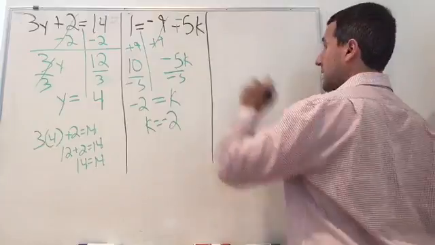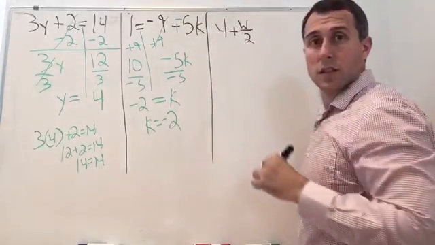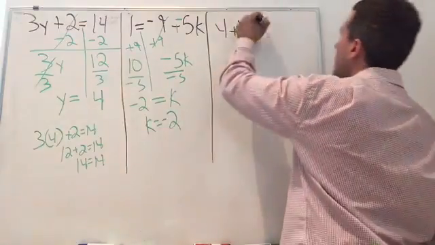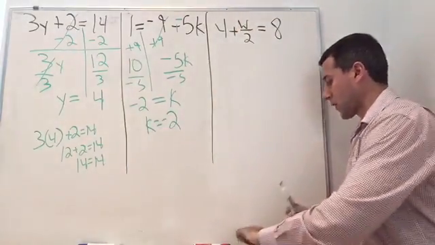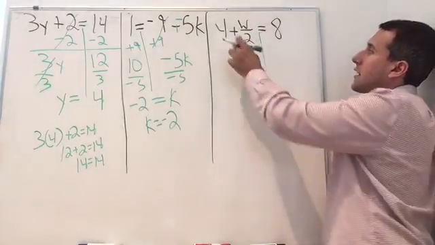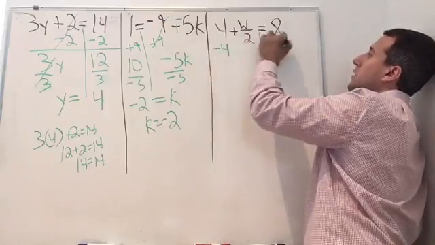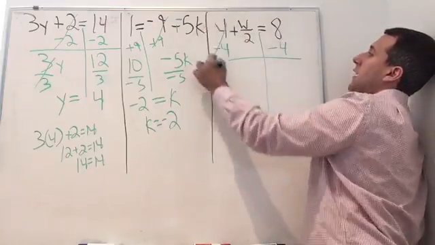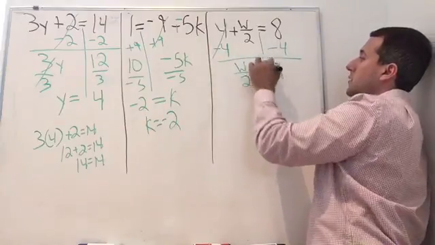Okay, number 6. 4 plus w over 2 equals 8. Okay. Nothing to keep, change, but we always draw our line. I need to get rid of the constant, the 4 first. So that's a positive 4. I need to subtract 4. That cancels, leaves you with w over 2. 8 minus 4 is 4.